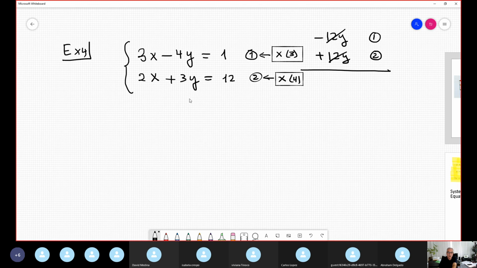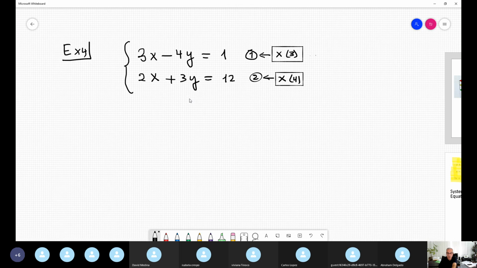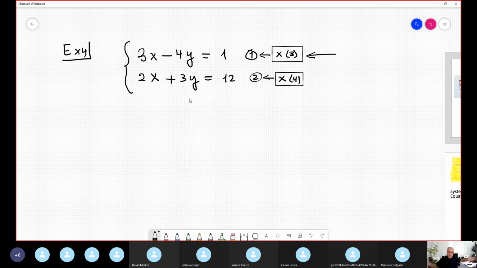What is the idea? 3 times -4 is -12, 4 times 3 is positive 12. Ready for elimination. Is this the only possibility we have? No, of course not. So you need to think when you face that problem, and plan your own strategy. Another possibility is, suppose, of course, I need to make a decision because I cannot solve the system in every possibility.